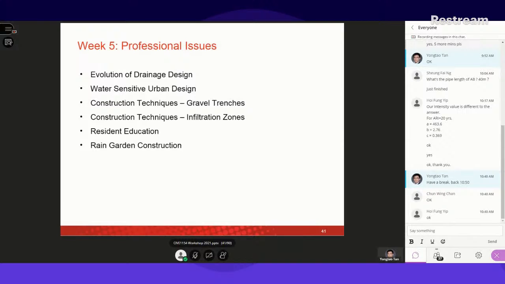Yesterday afternoon, at the beginning, I also talked about climate change. Now it's becoming a more and more important issue for the world, because in recent years there are more and more extreme weather events. And also WSUD, water sensitive urban design. This concept is used in Australia.